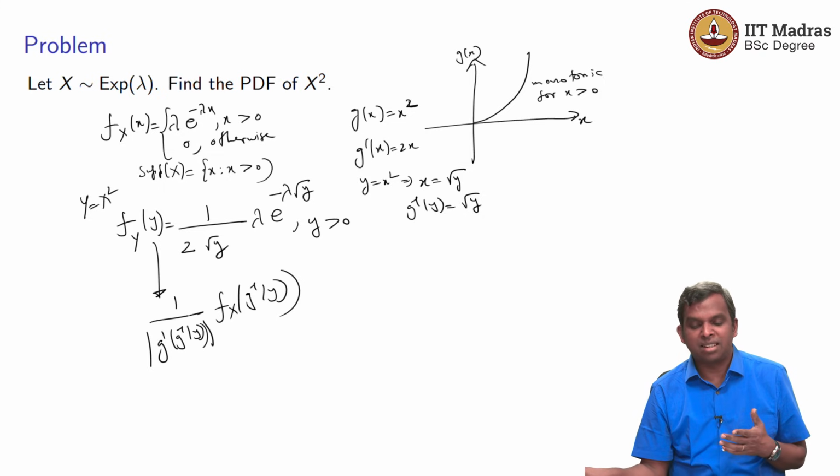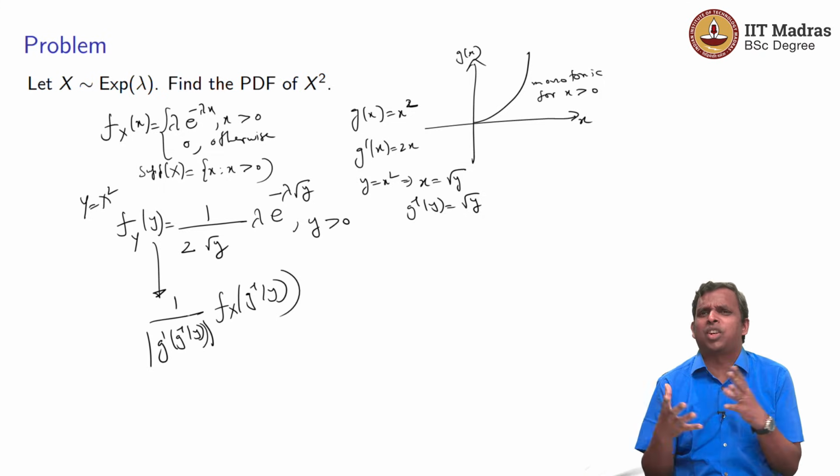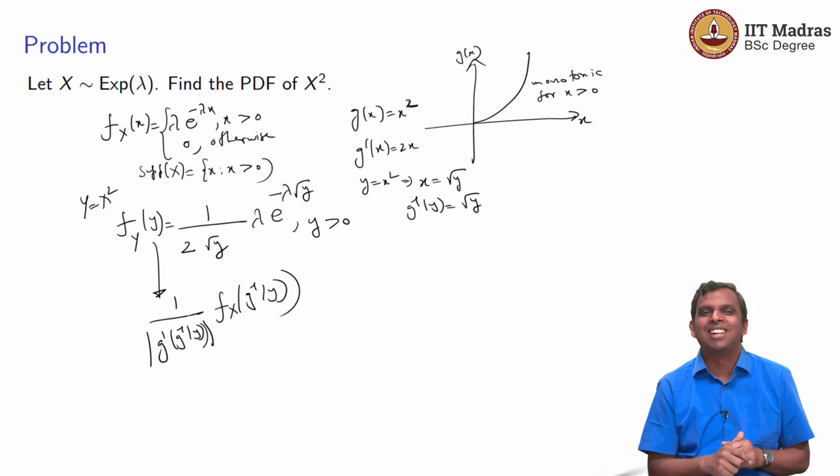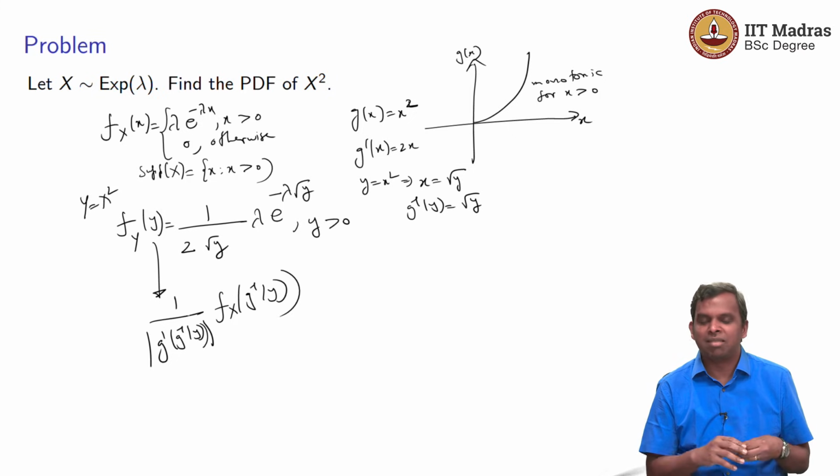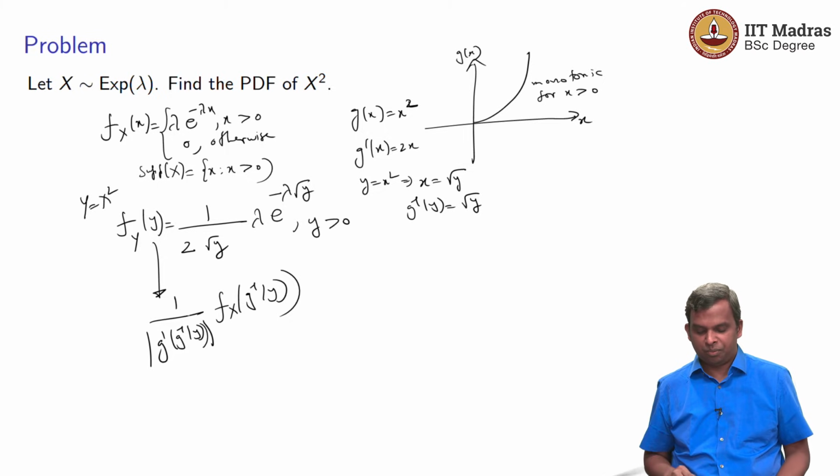So in the monotonic case, even if it were a monstrous function g of x, as long as it's monotonic, I know my formula applies. I just have to find the inverse, find the derivative, close my eyes and plug in, and I'm done. That's a nice thing to know.